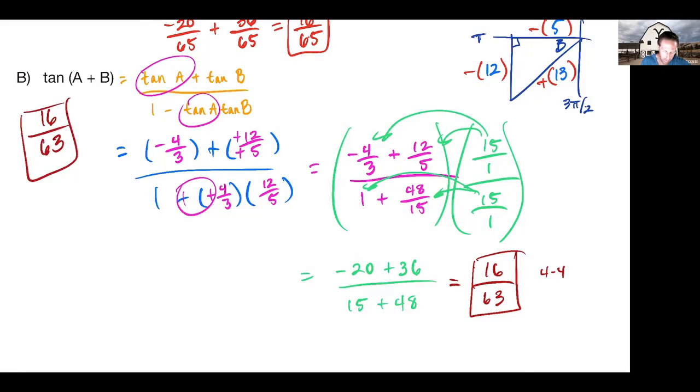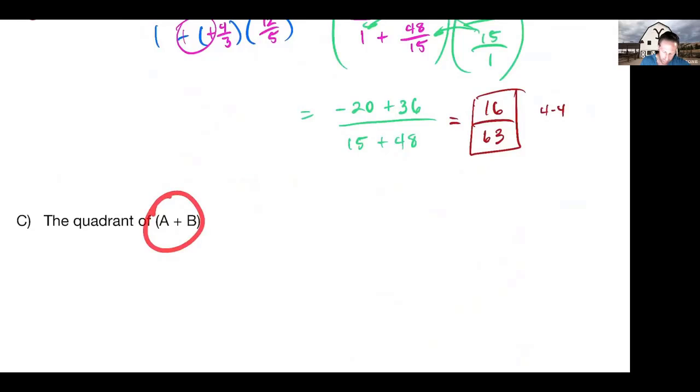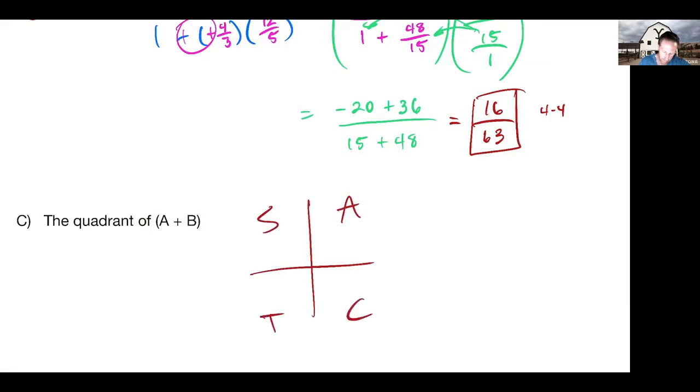And so therefore, because we found that both sine was positive and tangent was positive, what would we be able to find for the quadrant of A plus B? Where is the only place that both sine and tangent are positive? Definitely not in quadrant 4. Here and here are individually. So that would mean it would have to be in quadrant 1.